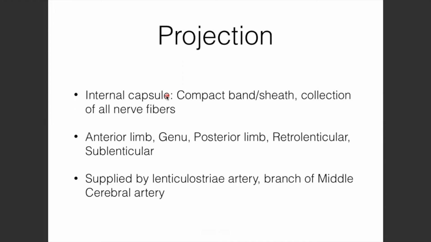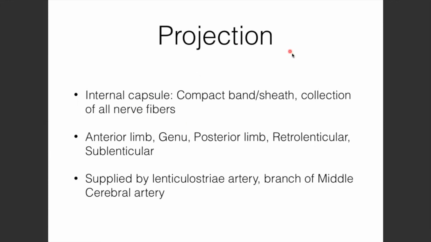طيب عندنا ثاني projection fibers. Projection fibers هما they are going from superior to downwards, so ascending or descending. Like, there's some super important structure of white matter for projection fibers, which is called the internal capsule. The internal capsule is basically a compact band or sheet that is a collection of all the nerve fibers. So the important thing about it is that it is a collection of all of the nerve fibers in the body going up or down.